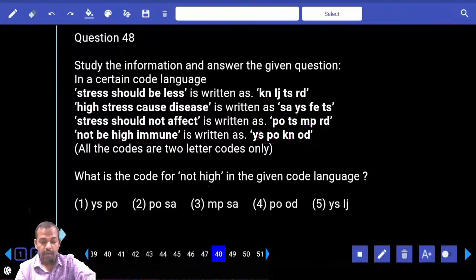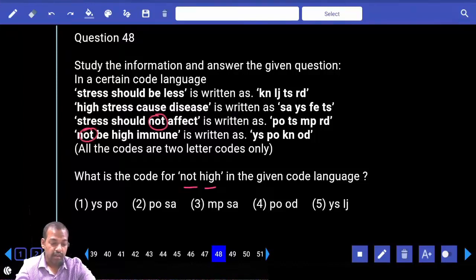Next one, what is the code for "not high" in the given code language? Now tell me, where can you see "not" here? Third and fourth line. In these two lines, is any other code repeated here? What is the code repeated in these two lines?